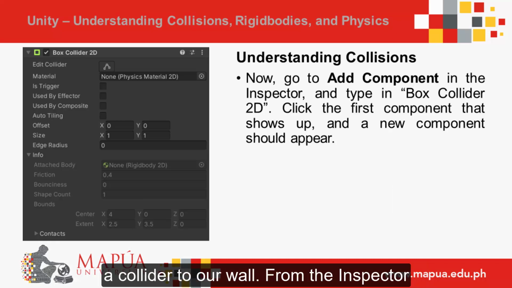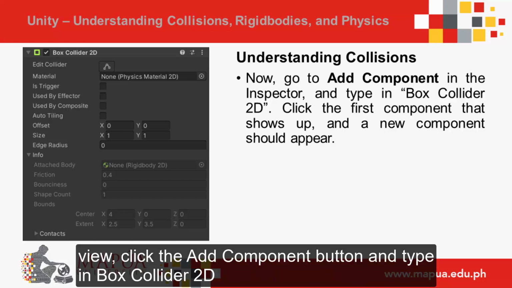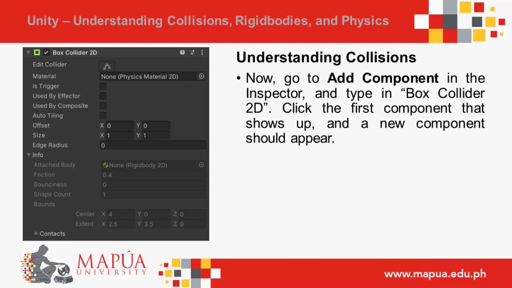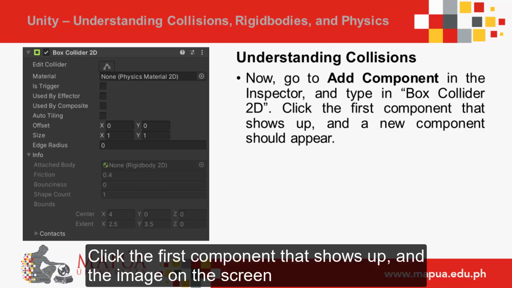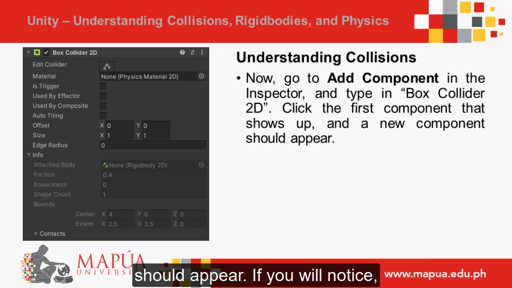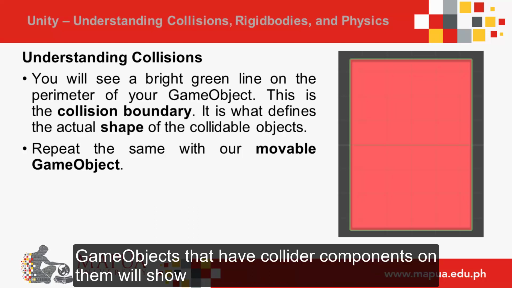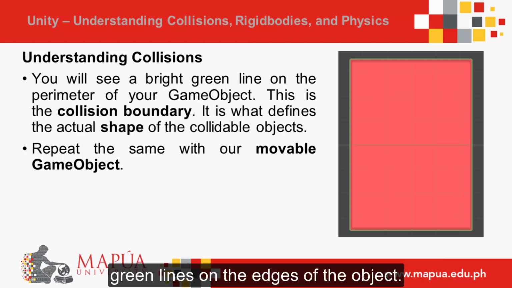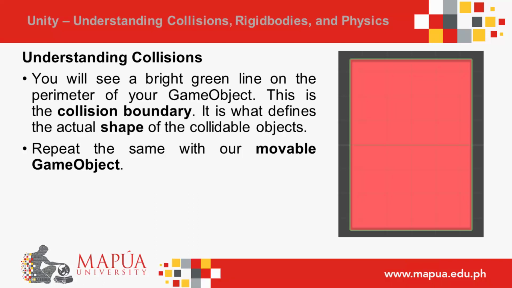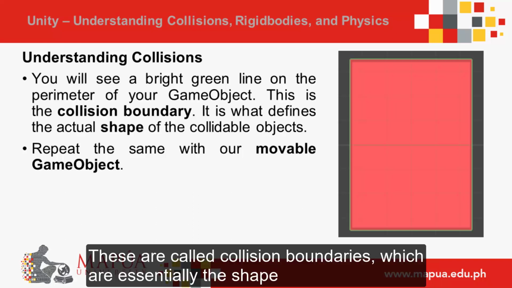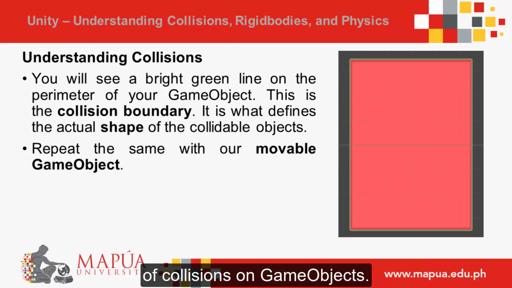Let's now add a collider to our wall. From the inspector view, click the Add Component button and type in Box Collider 2D. Click the first component that shows up, and the image on the screen should appear. If you will notice, game objects that have collider components on them will show green lines on the edges of the object. These are called collision boundaries, which are essentially the shape of collisions on game objects.